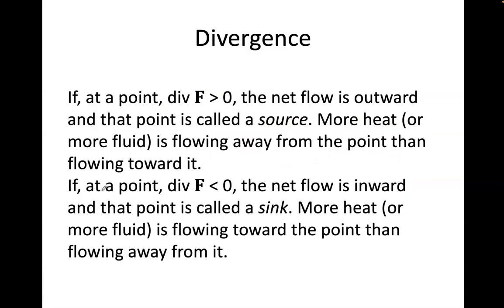So what does that mean? If at a point the divergence of F is greater than 0, the net flow is outward, and that point is called a source, because stuff is coming out of there. More heat or more fluid is flowing away from the point than flowing toward it. On the other hand, if at a point the divergence of F is less than 0, the net flow is inward, and that point is called a sink. It's like stuff going down a sink. More heat or more fluid is flowing toward the point than flowing away from it.